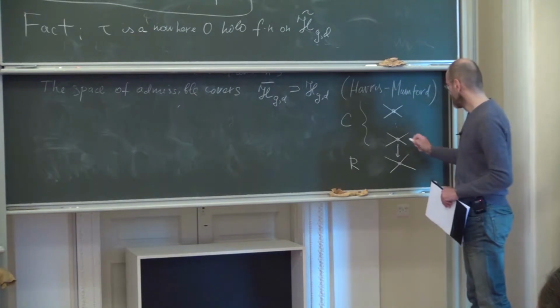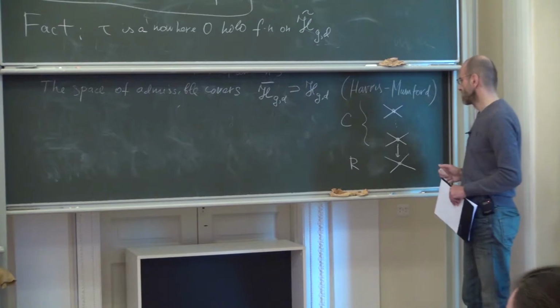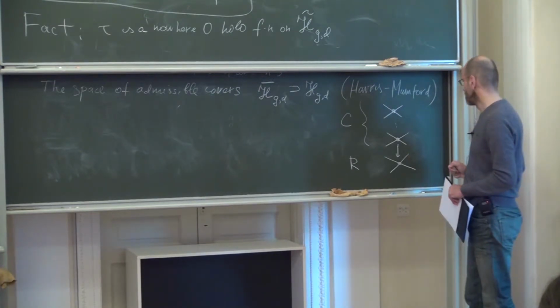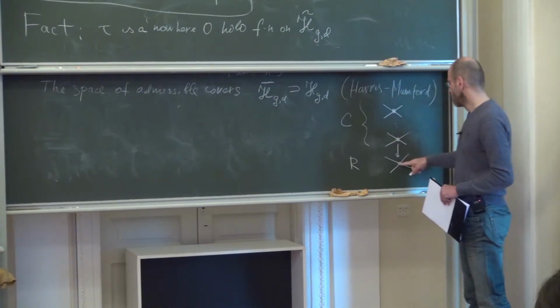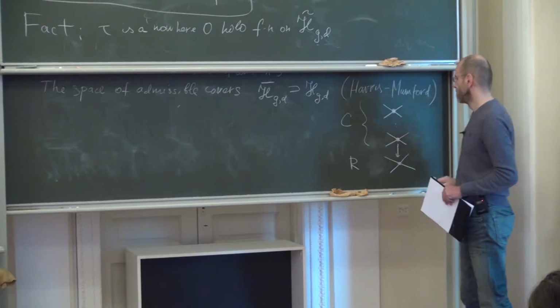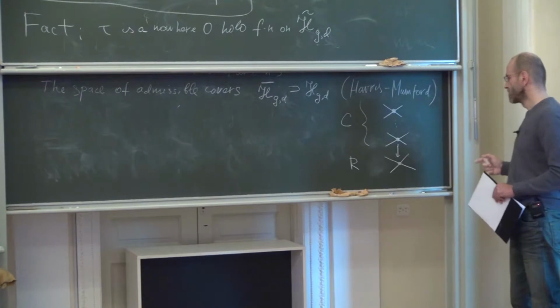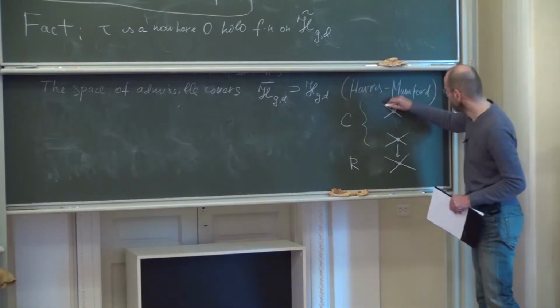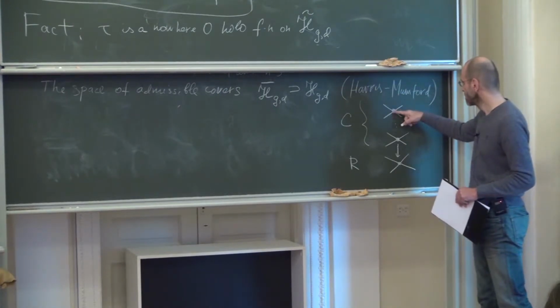And an important property that characterizes admissible covers is that at each pre-image of the node here, the ramification indices for the two branches of C that intersect at this point are the same. So for both branches, the ramification index at each node is the same.